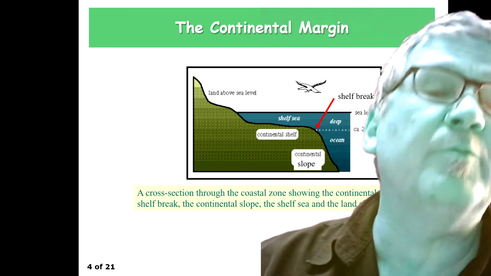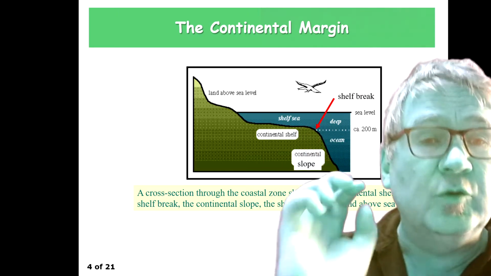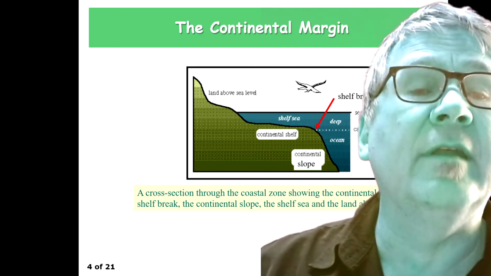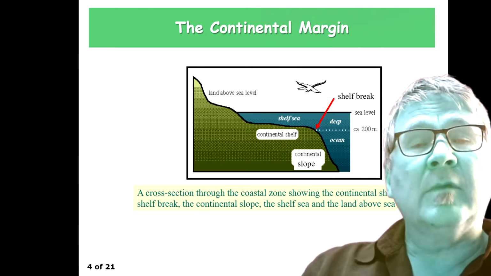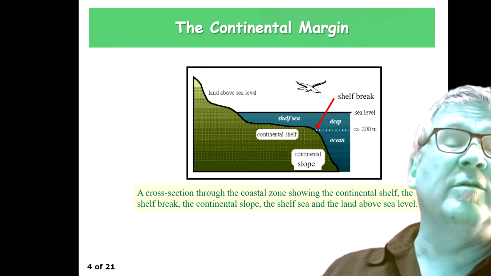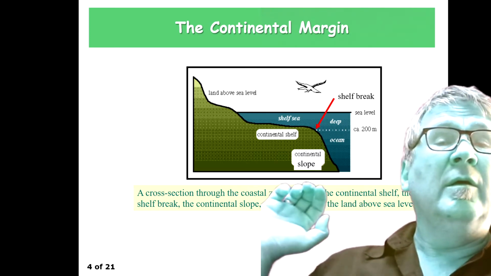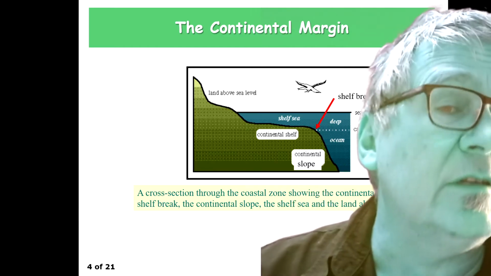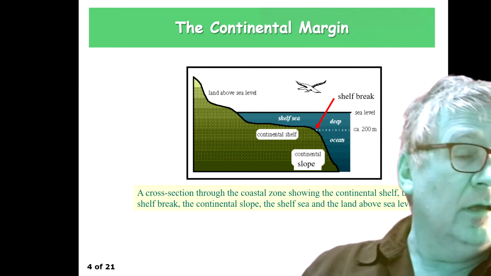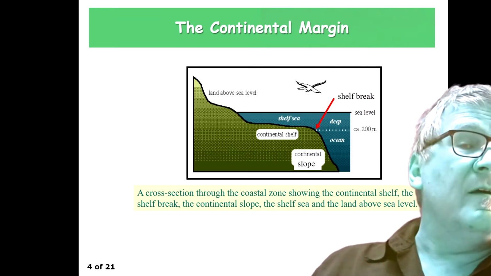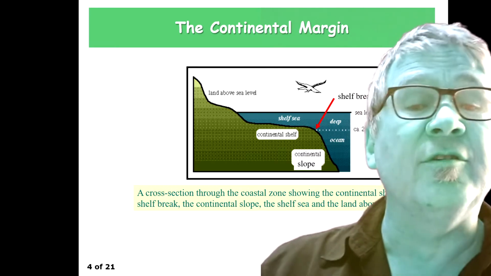So before we start with the definitions, you need to understand what the continental margin is and how it looks. Here's a little sketch of the continental margin. You all know what a coast, or the coastline, is: the region where the sea surface intersects the land surface.